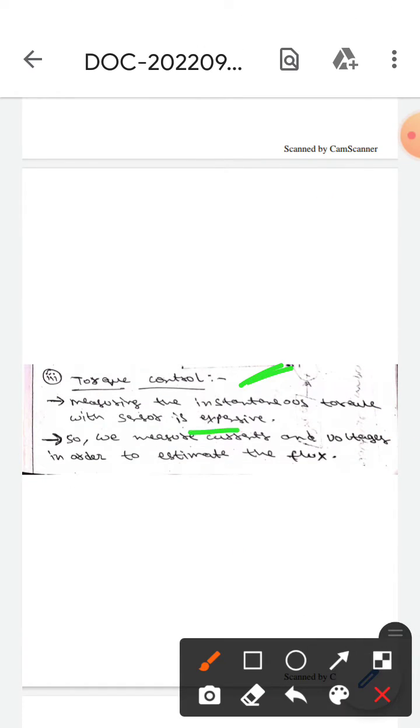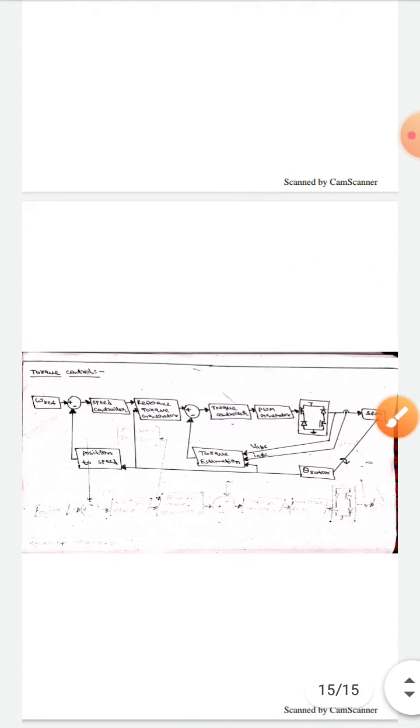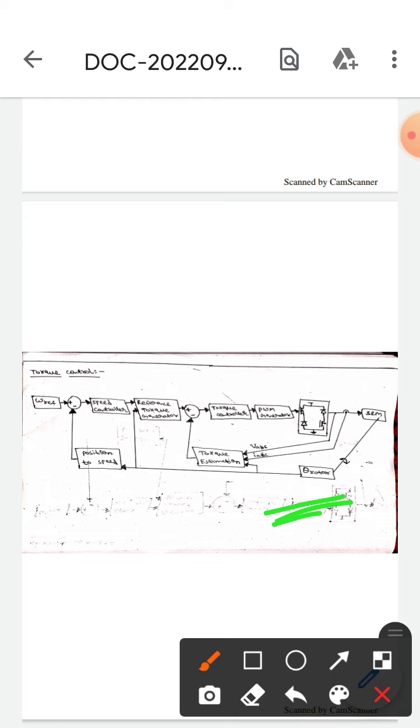Here we will use the sensor. Using the sensor to measure instantaneous torque is expensive, so we measure the current and voltages in order to estimate the flux. This is the diagram that represents the torque control.